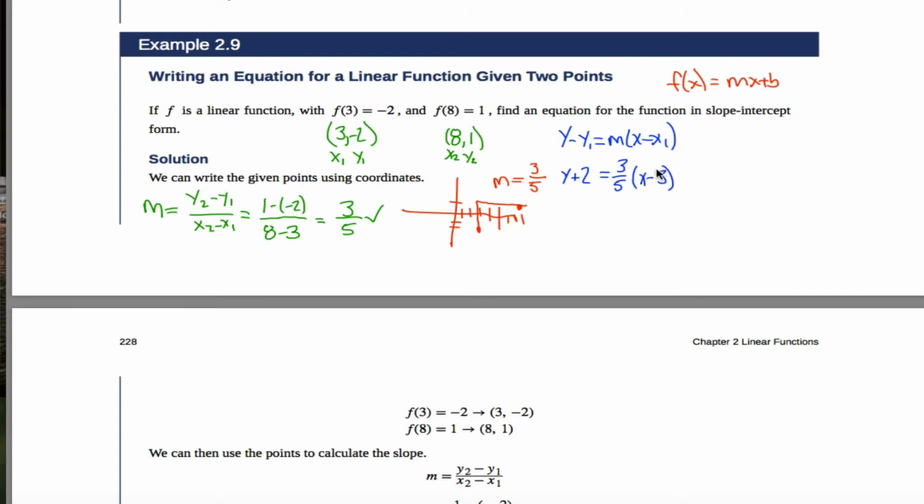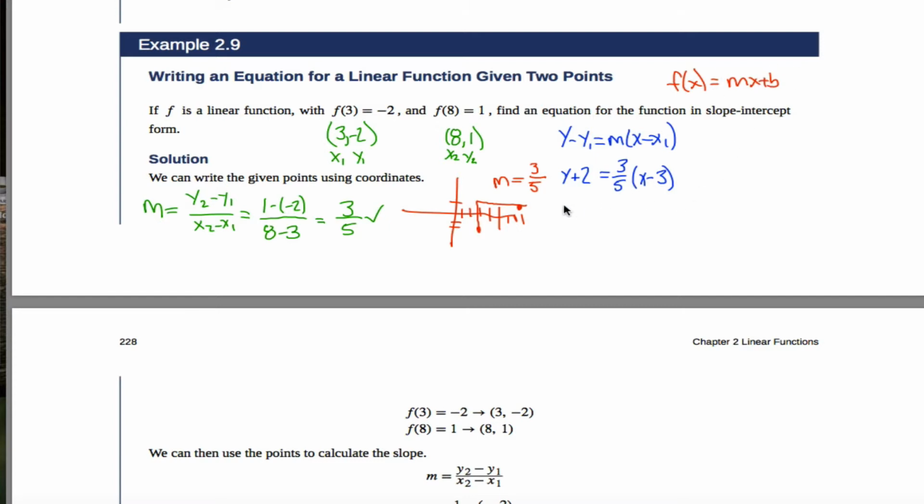A comment here: if it didn't say find the function in slope-intercept form, if it just said write the function, you could just subtract 2 from both sides. It wouldn't look like this. It's not the standard way you depict a linear function, but it works. It's equivalent. But since it does say slope-intercept form, I'm going to go ahead and make it look like this.